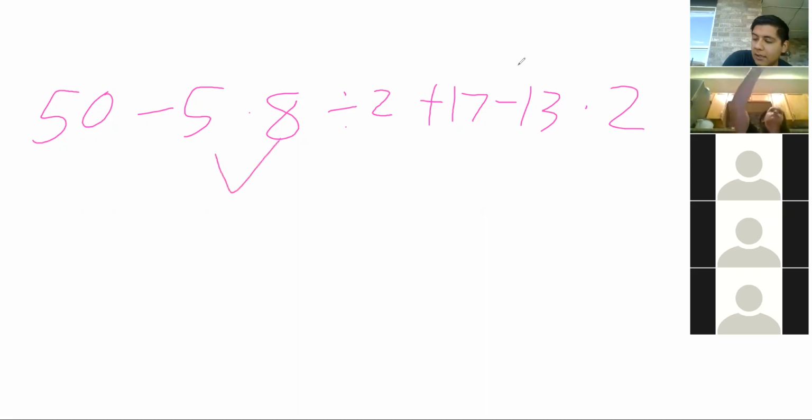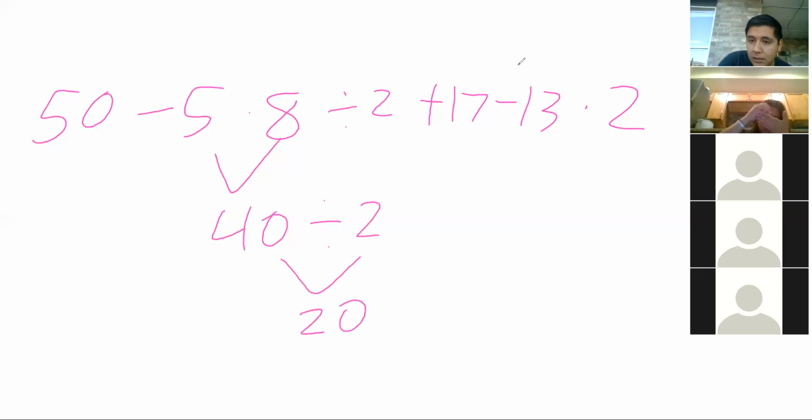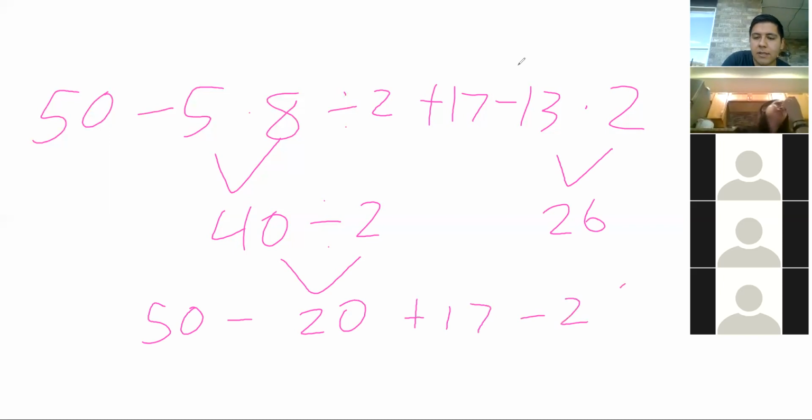5 times 8. 40. 40 divided by 2 is 20. What about 13 times 2? Right, 13 times 2 is 26. So now that we have that, we're going to write out the rest. So 50 minus 20 plus 17 minus 26, right? Okay, so now we do our addition and subtraction from left to right. 50 minus 20 is 30.